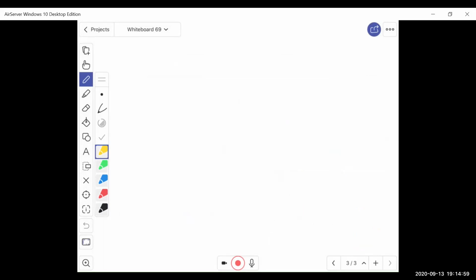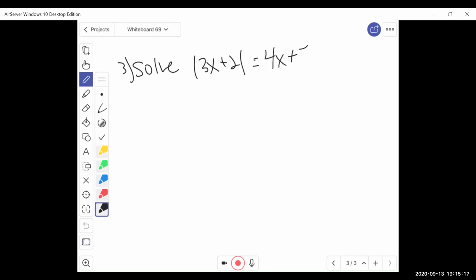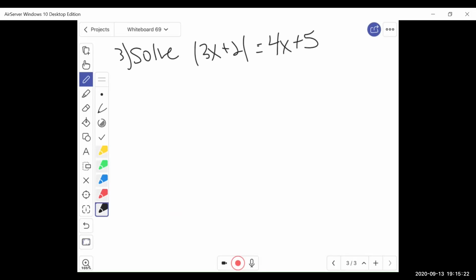Okay, so let's try one more and let's see what happens. What if we want to solve absolute value 3x plus 2 equals 4x plus 5? 3x plus 2 equals 4x plus 5.